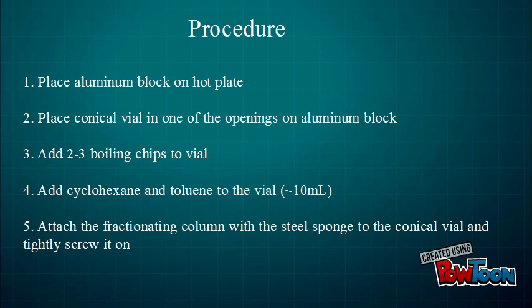Here's the procedure you need to follow. Place the aluminum block on a hot plate. Place a conical vial in one of the openings on the block. Add 2 to 3 boiling chips to the vial. Add cyclohexane and toluene to the vial. Attach the fractionating column with a steel sponge to the conical vial and tightly screw it on.